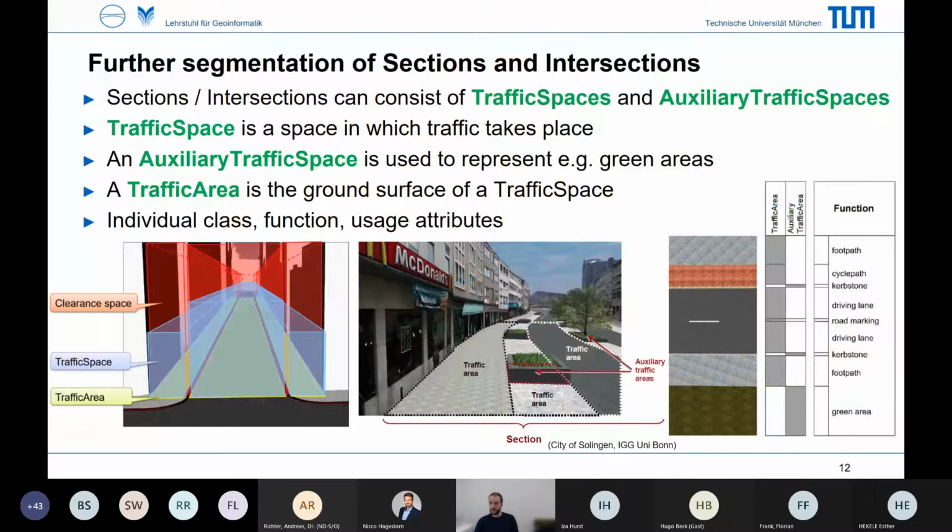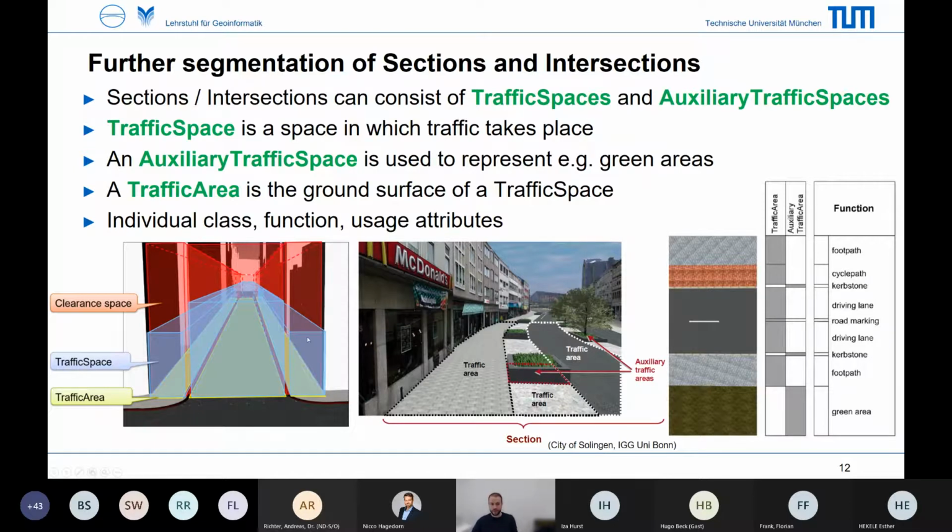These sections and intersections can be further segmented into individual traffic spaces and auxiliary traffic spaces. Traffic spaces are used to model the space where the traffic actually takes place. Auxiliary traffic spaces are used for spaces in the context of a transportation network, but that are not intended for traffic movement. For example, here in the middle screenshot, you can see these green areas, which would correspond to auxiliary traffic spaces. And traffic spaces and auxiliary traffic spaces have ground surfaces, and these ground surfaces would then be modeled as so-called traffic areas.